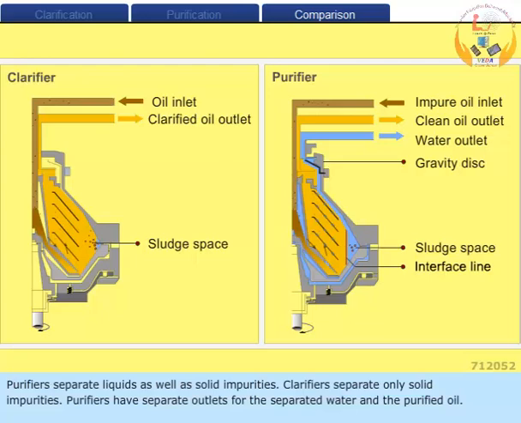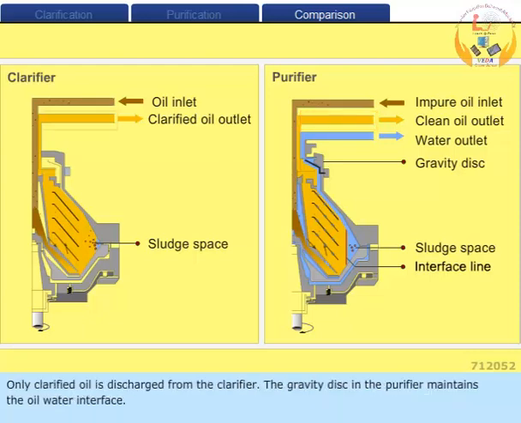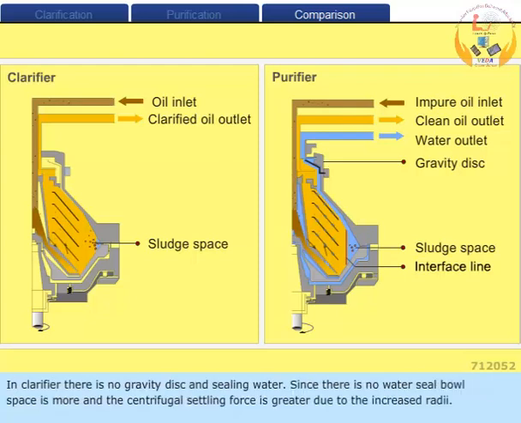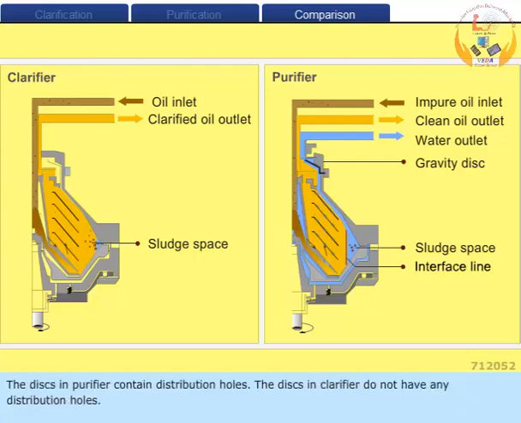Purifiers have separate outlets for the separated water and the purified oil. Only clarified oil is discharged from the clarifier. The gravity disc in the purifier maintains the oil-water interface. In clarifier, there is no gravity disc and sealing water. Since there is no water seal, bowl space is more and the centrifugal settling force is greater due to the increased radii. The discs in purifier contain distribution holes. The discs in clarifier do not have any distribution holes.